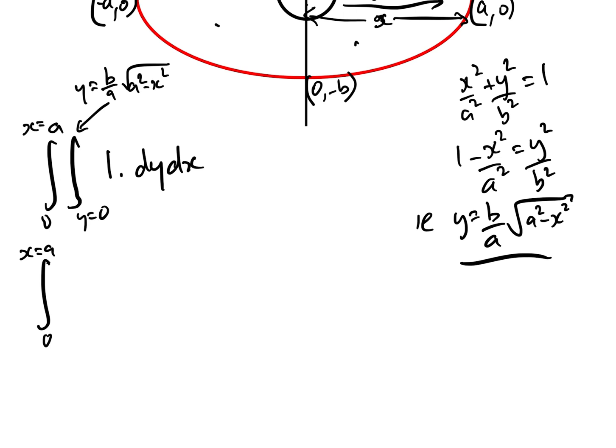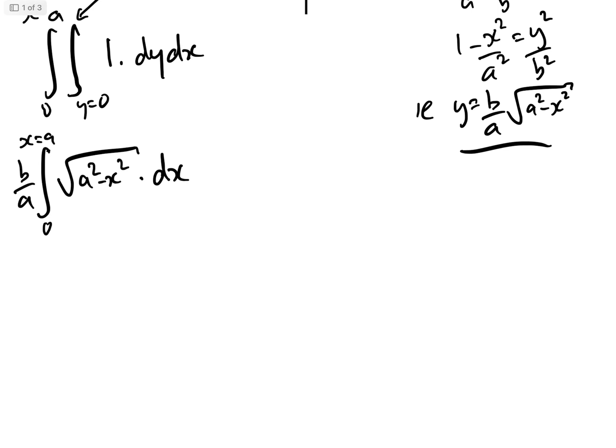So we now have our double integral, and obviously the first bit is simple, so basically that becomes the integral from x equals 0 to a of b over a, taking the b over a out, root a squared minus x squared. Now in actual fact you could do this as a single integral, but we might as well do it as a double integral because we can compare it to the polar method. So we have that as our integral now.